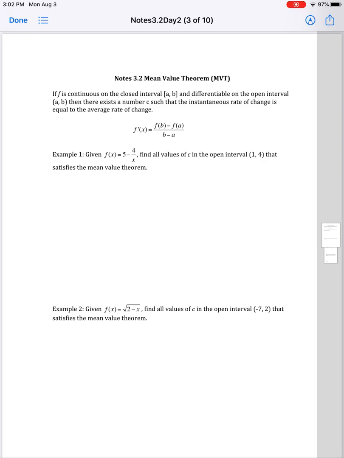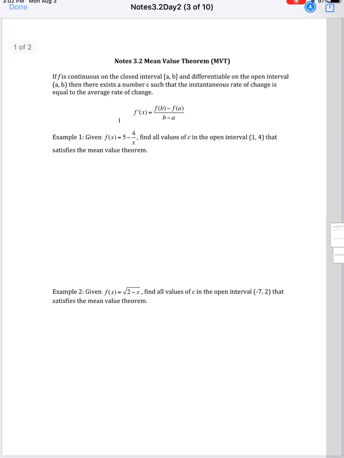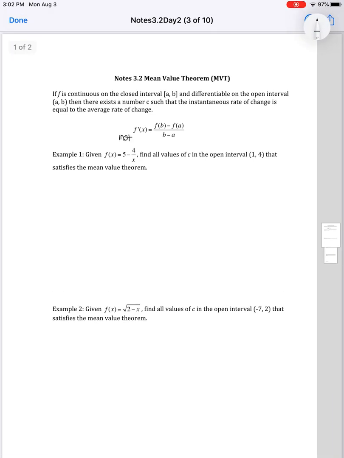All right, so part 2 to 3.2 now is going to talk about the mean value theorem, which starts off similar. So it says if f is continuous on the closed interval AB and differentiable on the open interval, then there exists a number c such that the instantaneous rate of change is equal to the average rate of change. So instantaneous is just the derivative. And average is this formula on the right-hand side. And they're equal to each other.